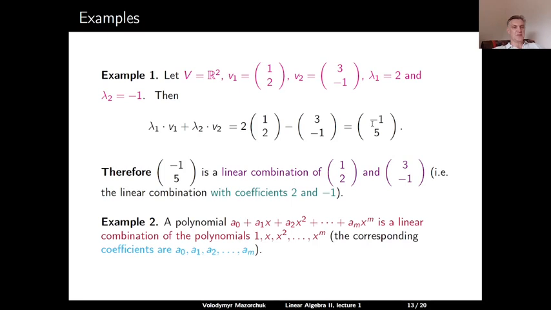Here is a second example, a very trivial one. More or less by definition, the polynomial a0 plus a1x plus a2x squared plus and so on plus am x to the power m is a linear combination of the polynomials 1, x, x squared, and so on, x^m. This is the linear combination for which we choose the coefficients a0, a1, a2, and so on, am.